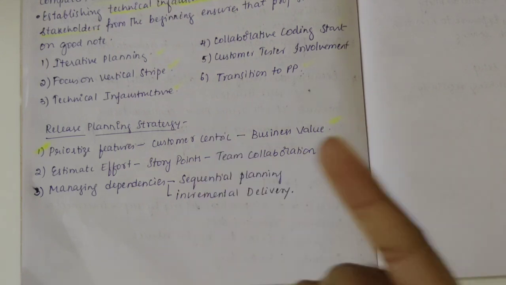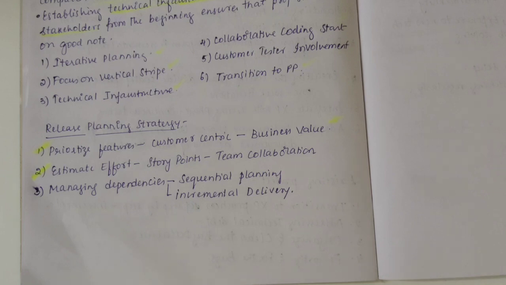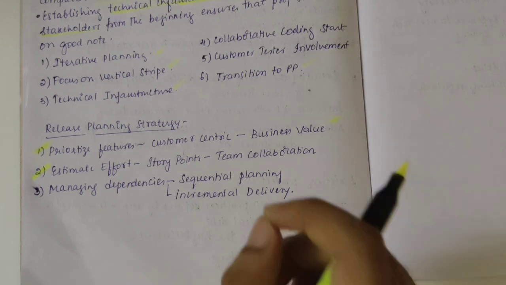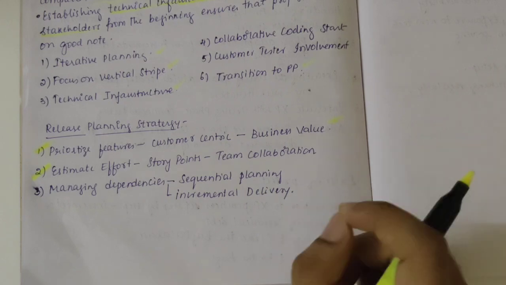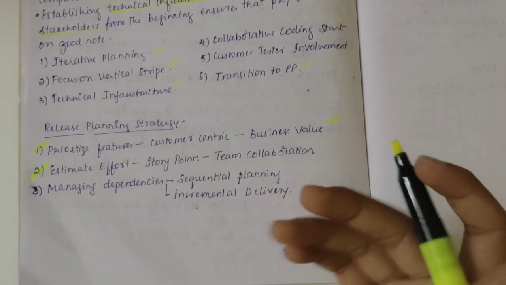So next we can move on to further iterations. We have to estimate the effort. That is, we can make use of story points here. By using story points, we can go through each and every user story and consider the complexity, how much time and size it requires.